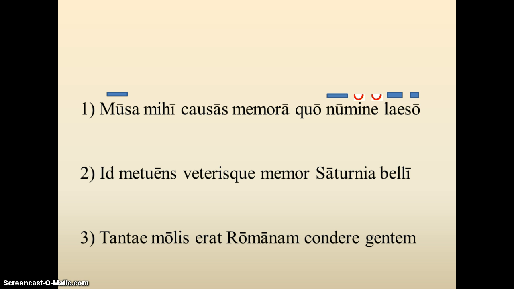All right, let's add in the rest of the long syllables. Let's start with long vowels. The I in mihi, the A in causas, the A in memora, the O in quo. Okay, other strategies. Let's find any diphthongs. That would be the au in causas. There are no other long syllables here, which means the rest are short. And when we divide the line up, what do we have? Musa mihi causas memora quo numine laeso.